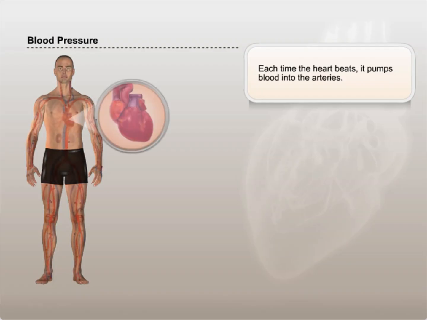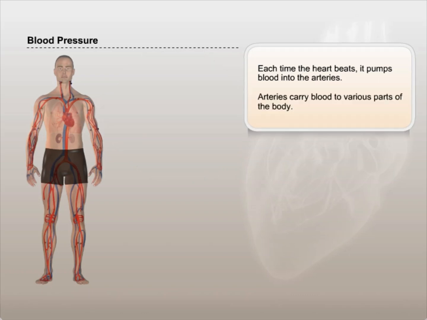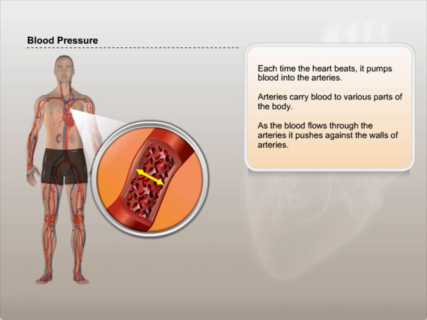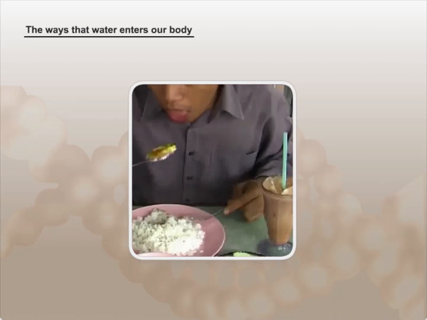Each time the heart beats, it pumps blood into the arteries. Arteries carry blood to various parts of the body. As the blood flows through the arteries, it pushes against the walls of the arteries. It causes blood pressure. Observe the video shown.